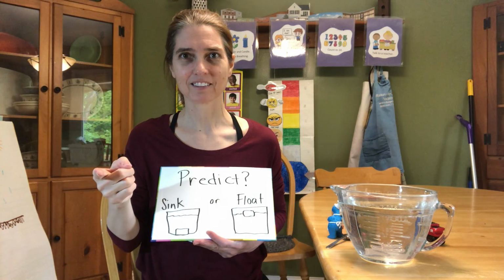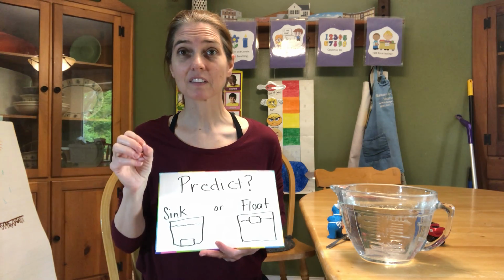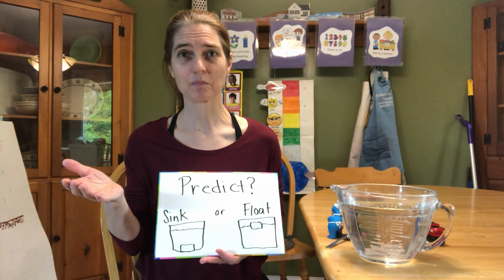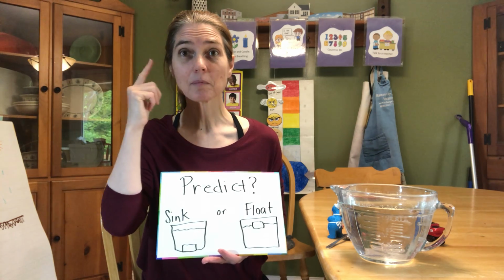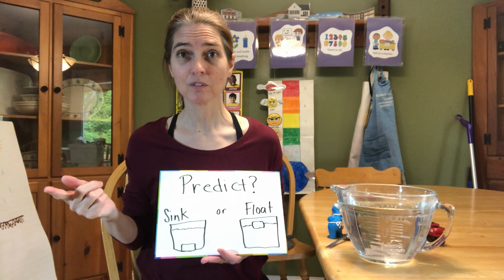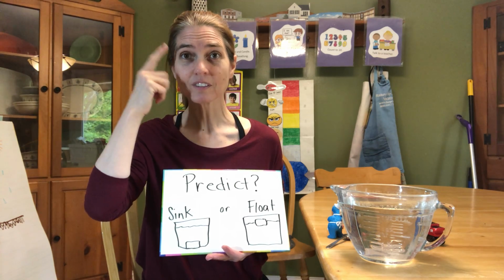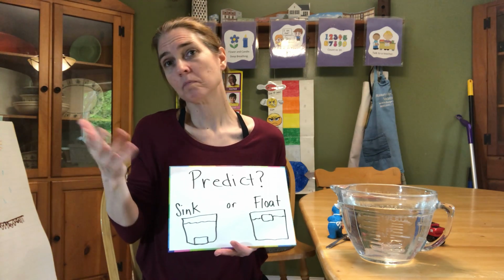and then make a guess. So if you are predicting something, you're guessing, you're not sure what's going to happen, but you're thinking about it, thinking about all the things you know, and using everything you know to make a guess. So a guess is just, I don't know.